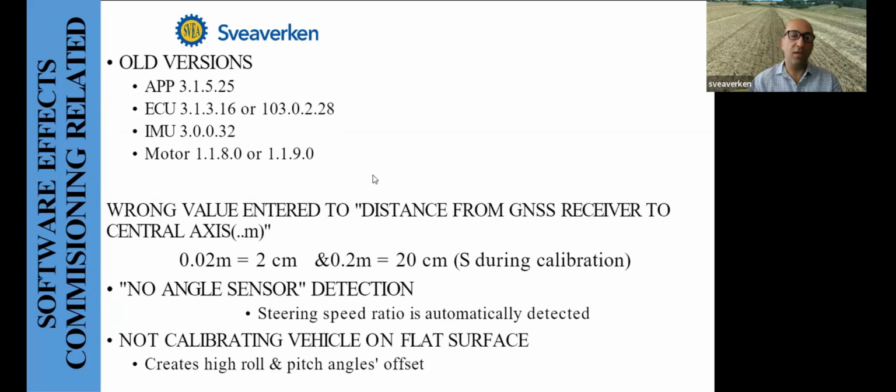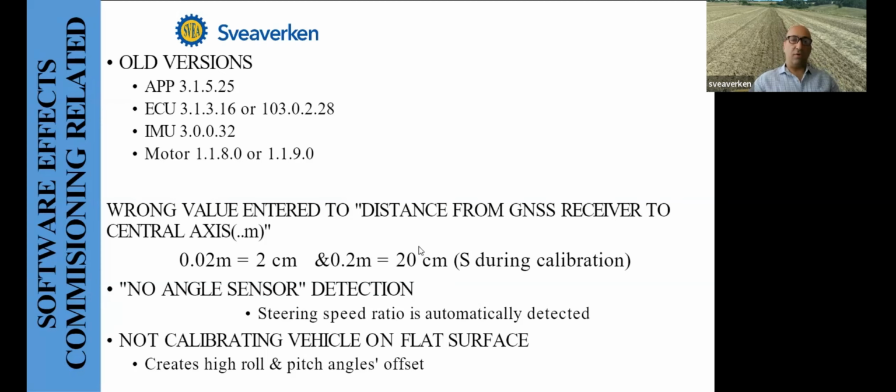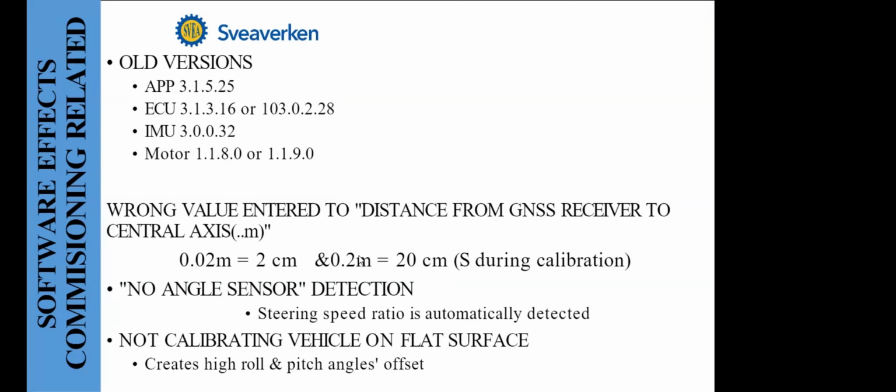So another point is the no angle sensor situation. Most of us may not detect the limits, if we use no angle sensor, or we are not aware that no angle sensor is chosen. So the angle sensor detection is an important issue. The steering speed ratio is automatically detected if no angle sensor detection is done.